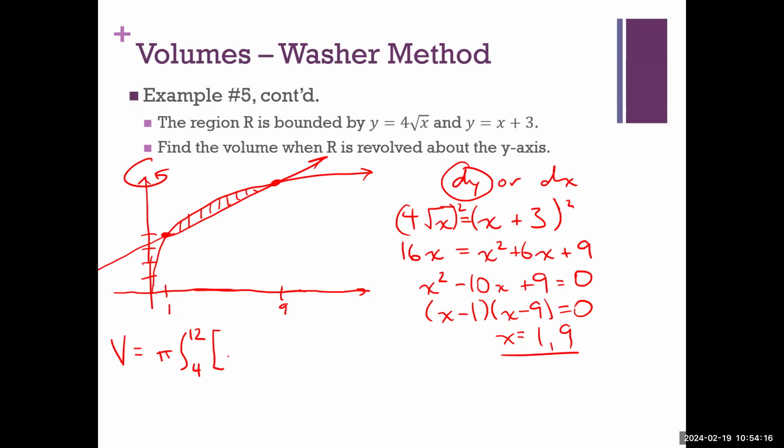Y minus 3 squared. Let's pause right there. Where did that come from? What's that, Maggie? It's furthest from the line. So our outer radius is going to come from the straight line. But why is it y minus 3, not x plus 3?